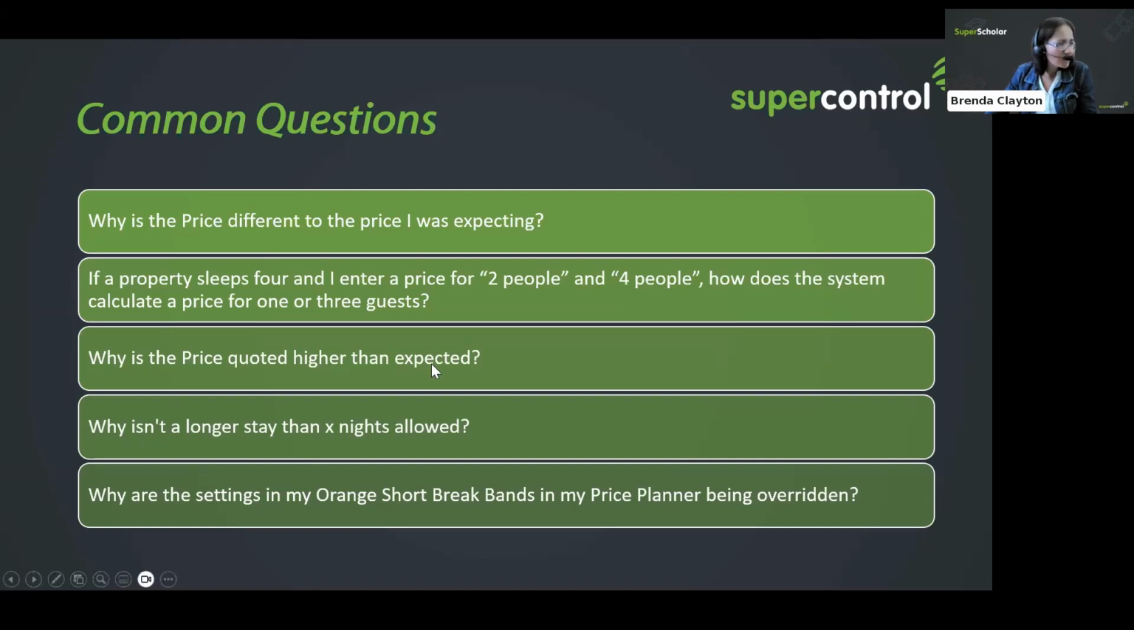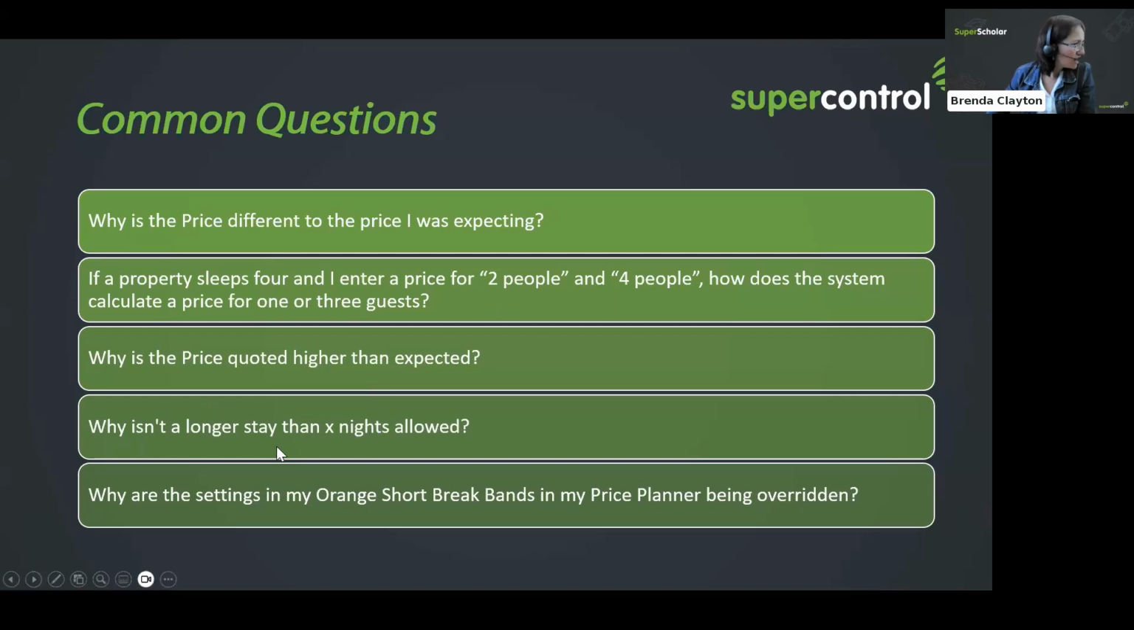A third one: why is the price quoted higher than expected? Often a price higher than expected may be because you've got a set minimum price specified in your price planner. On your price planner tab, towards the top left-hand corner, kind of next to where you can change your dates, there's a minimum price. And basically this minimum price is a fail-safe. It's there to protect against the price of a booking falling too low due to a discount, or maybe even because within your price planner you've mistyped a price. So say, for example, what I did where I typed in £1,000 instead of 100.